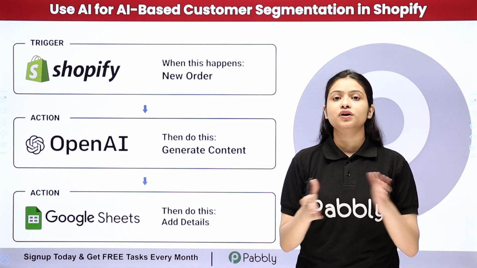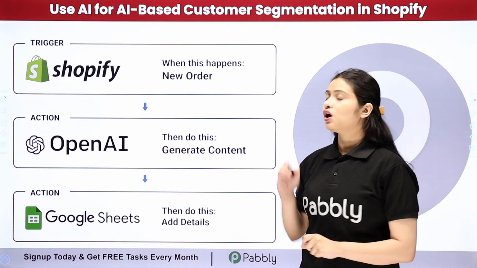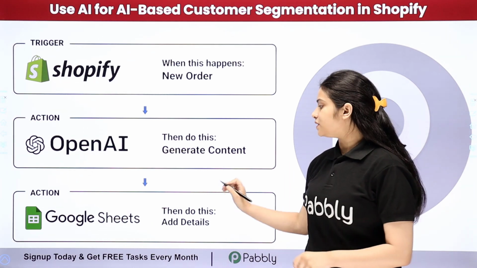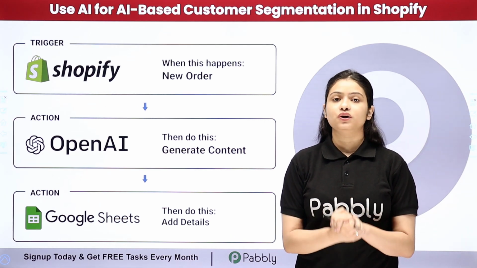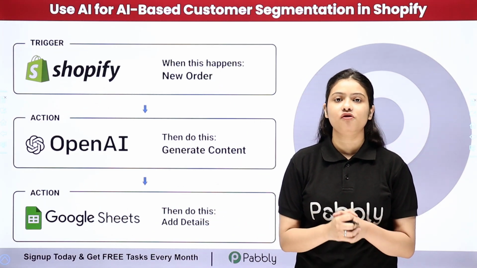So as soon as a product is purchased, an order is placed by the customer on my Shopify store, automatically my AI agent is going to segment the customer and add the details automatically in my Google Sheets. To automate that process, as I told you, I'm not going to use any coding and programming skills. I will be building the connection between all these applications with the help of Pabbly Connect.